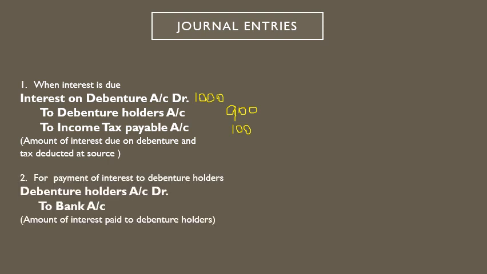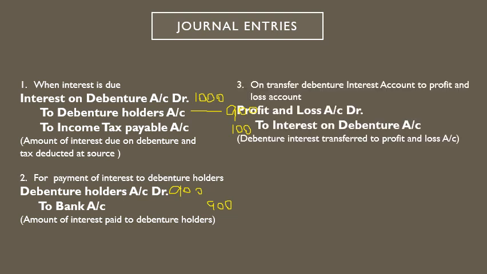The next case is payment of interest to debenture holders. Now we have to pay this 900 rupees interest to the debenture holders. So the journal entry is debenture holders account debit 900 to bank, the payment of interest. Debenture holders account debit to bank. That's the case.